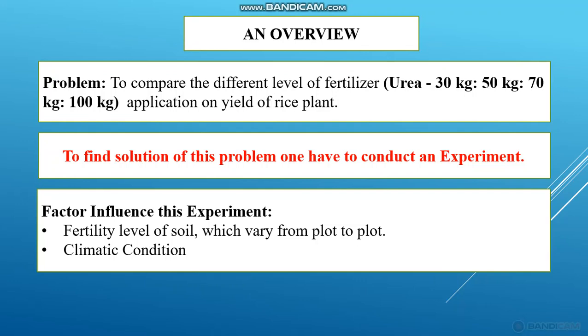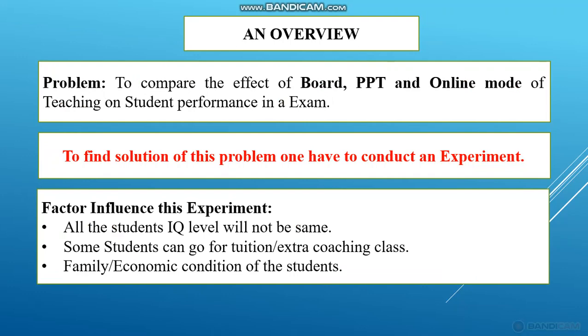Similarly, in problem 2 we are comparing different levels of fertilizer application on the yield of rice plants. In this problem, the factors that influence the experiment are the fertility level of the soil, which varies from plot to plot, and also the climatic condition. These two factors will have an effect on the plant yield, so we want to eliminate them to get a better result. In these two problems there are many factors that influence an experiment.